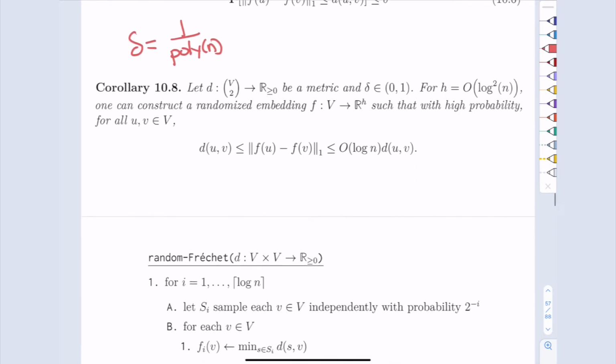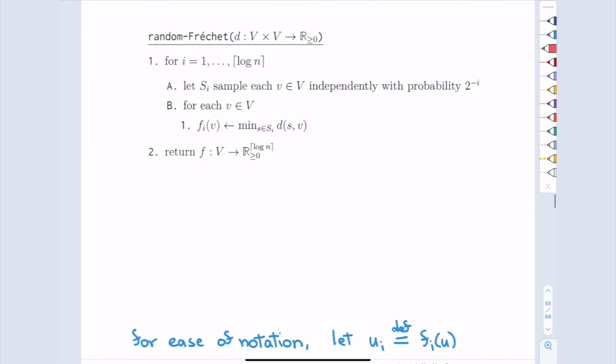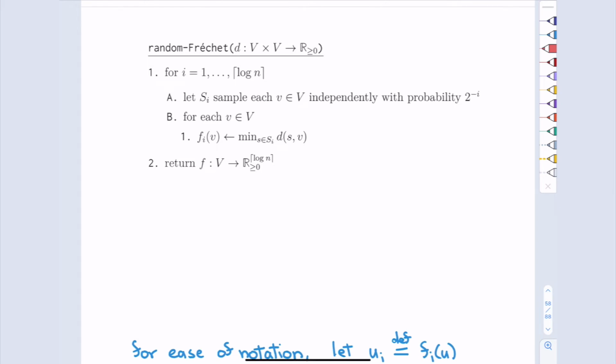All right, so what's the algorithm to do this? We're just going to focus on this. The corollary just now said you need log square n dimensions. But what we're going to focus on is just doing log n dimensions first, and then we'll amplify that up to log square n. So what I'm presenting first is the log n version, which will work sometimes for some pairs, and then we'll figure out how to make it work for all pairs with high probability. Okay, so the algorithm is actually very simple.